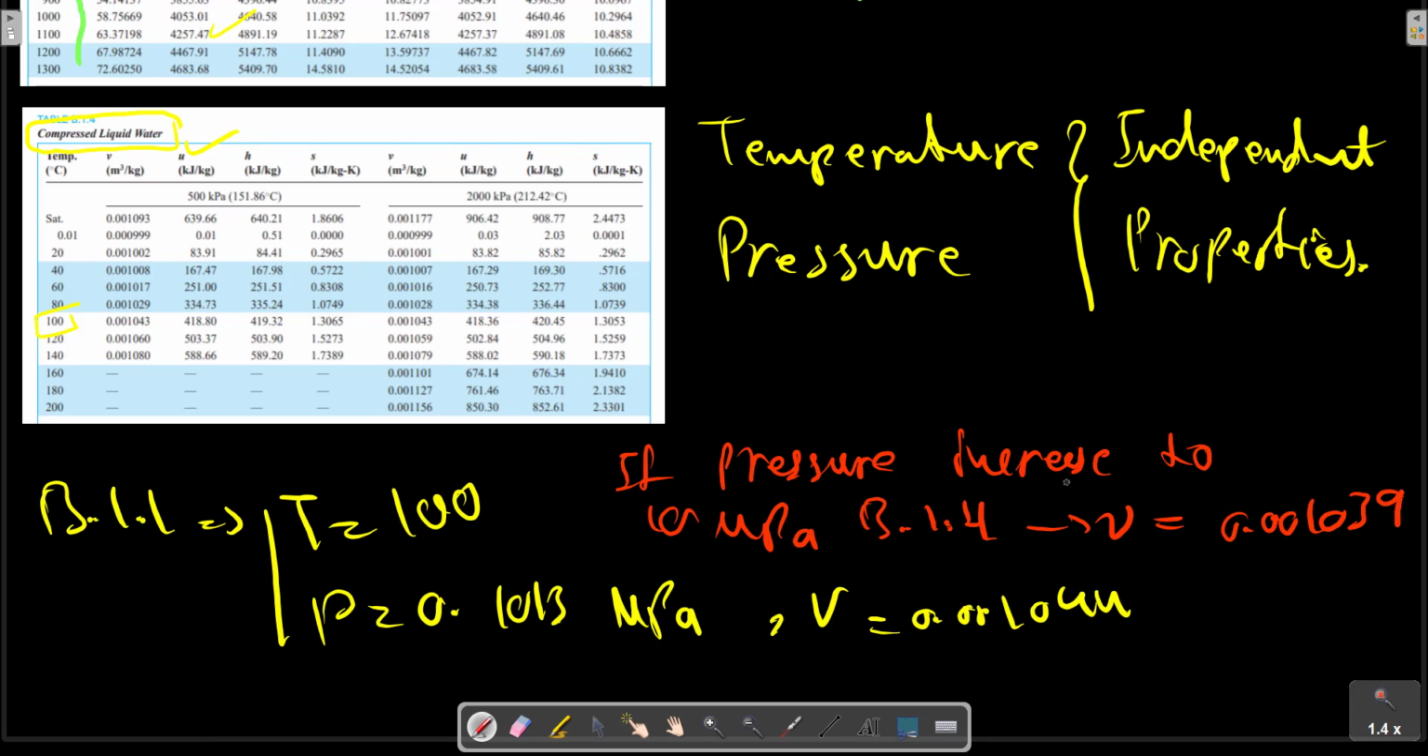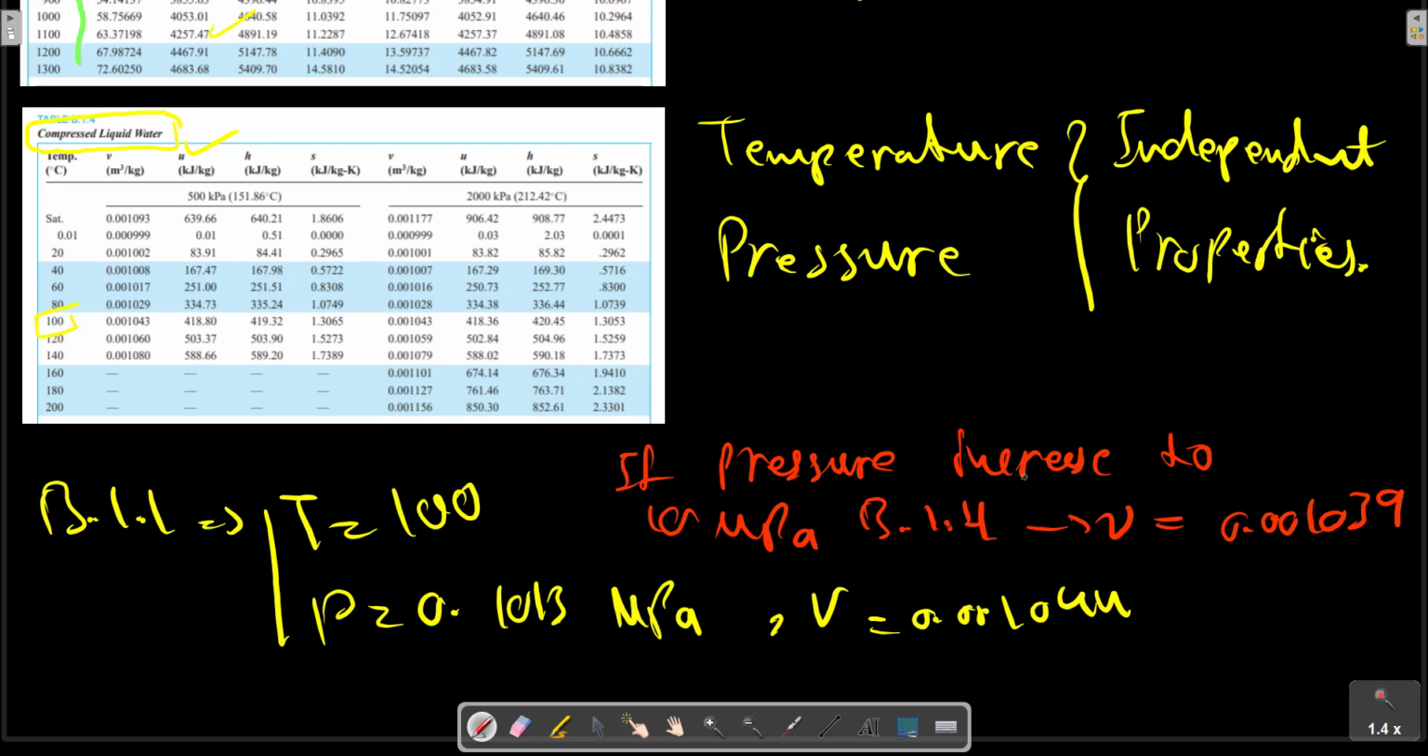from B14. This is only a slight decrease, and only a small error would be made if we assumed that the volume of compressed liquid is equal to the specific volume of saturated liquid at the same temperature. In many situations, this is the most convenient procedure, particularly when compressed liquid data are not available. It is very important to note, however, that the specific volume of saturated liquid at the given pressure, for example 10 megapascal, is not a good approximation.